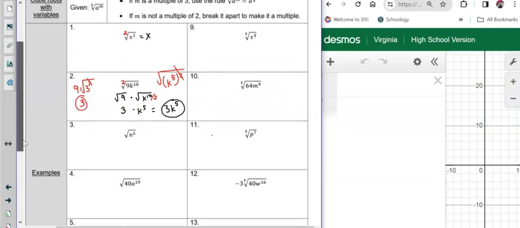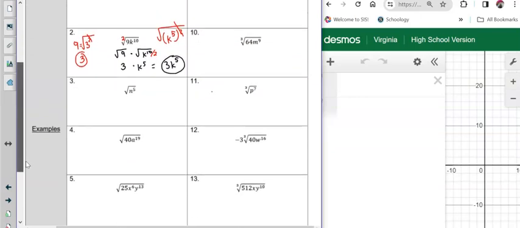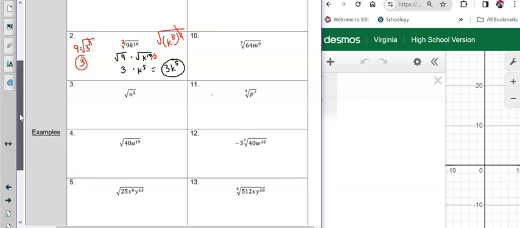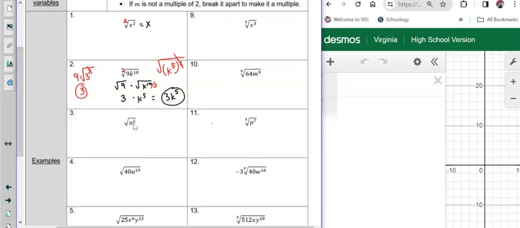So let's see, where's another perfect square? Now, any exponent that's an even exponent, for example 2, 4, 6, 8, 10, 12, those are even, so those work out pretty easy. But if you have an odd exponent, it's a little bit different. So let me show you how to work with the odd exponent.